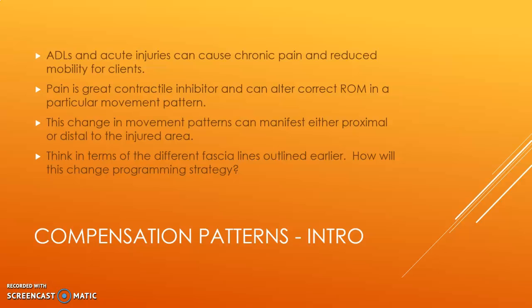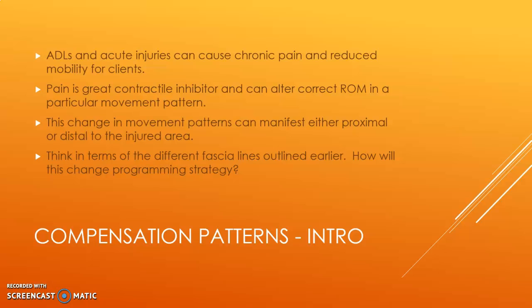Conversely, if you have somebody who perhaps had a trip and fall, a car accident or some other injury, that's an acute injury. But what happens so often is somebody will have an acute injury, a trip and fall, they break their arm or a car accident, and it manifests itself into a chronic condition, because as a result of the injury, they have a compensation pattern that causes chronic pain down the road.